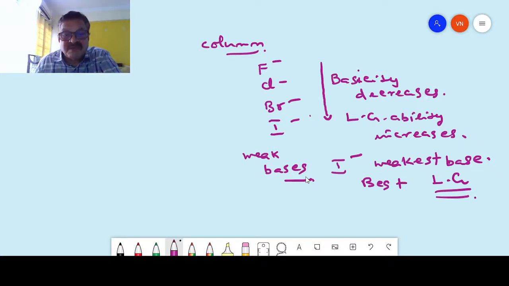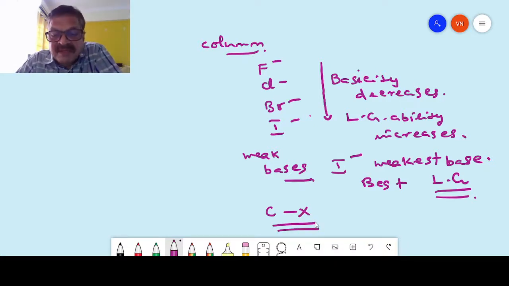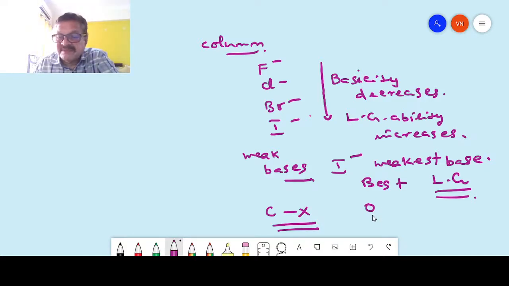When you have a C-X bond and heterolytic cleavage, the electronegativity factor is that the leaving group is more electronegative than the carbon atom to which it is bonded. When the bond breaks, the bonding electron pair remains with the leaving group. Typical atoms of leaving groups are oxygen, nitrogen, sulfur, halogens, and these kinds of things.